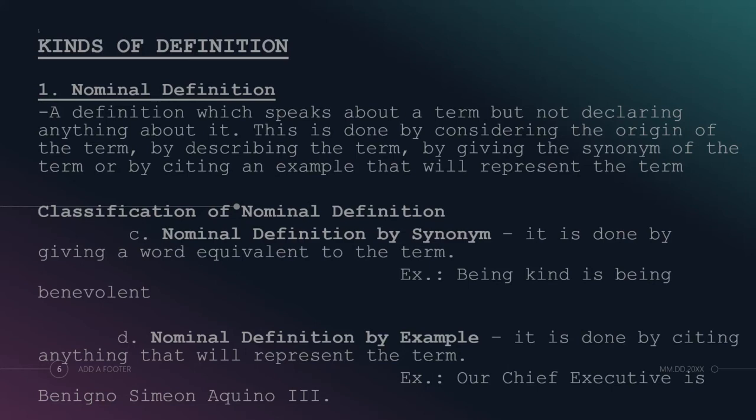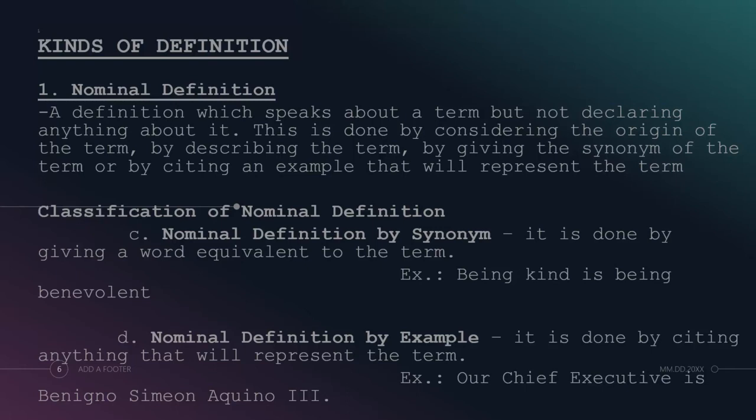Next, nominal definition by synonym. It is done by giving a word equivalent to the term. So you're trying to define it by giving synonyms or words that are equivalent, same with the term. Like being kind is being benevolent. You're trying to look at the thesaural meaning of the word.